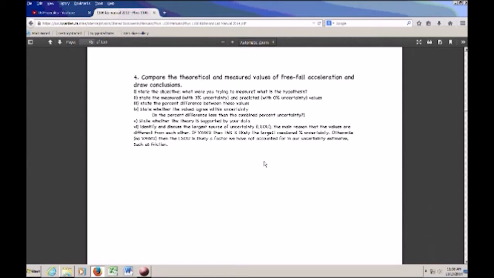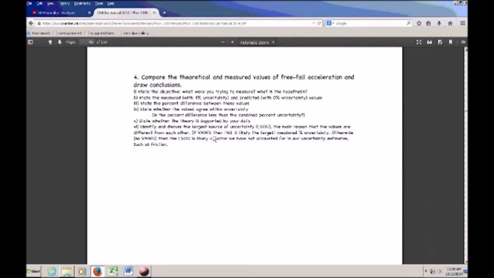So it might be friction or air resistance, or maybe there was something weird about your equipment. But if your values don't agree within uncertainty, then you have to suggest that your largest source of uncertainty was something other than the uncertainties you took into account on your raw data.